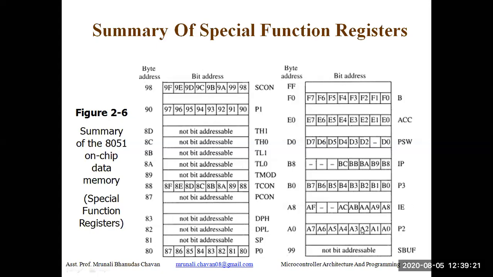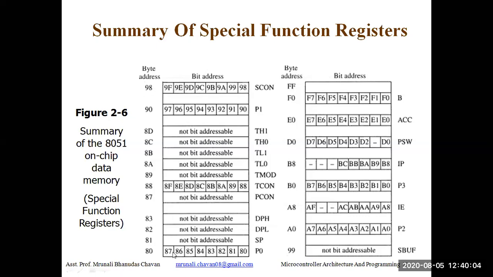Some of these registers are bit addressable and the remaining are byte addressable. Here the program counter is not a special function register, it is not part of the SFR, and it does not have any internal address. There are a total of 21 locations for 21 SFRs. Each register is of 1 byte. We can see here it goes from 80H up to FFH.